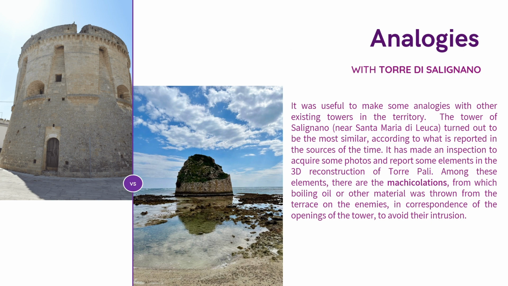The only difference found referred to the entrance of the tower. In Torre Salignano, the gate is on the ground floor, probably because it was not subject to the enemy invasion as much as Torre Pali was, being built on the sea. At Torre Pali, the entrance was on the second floor and was probably climbed by a ladder, which was then removed as needed so that no one could enter.